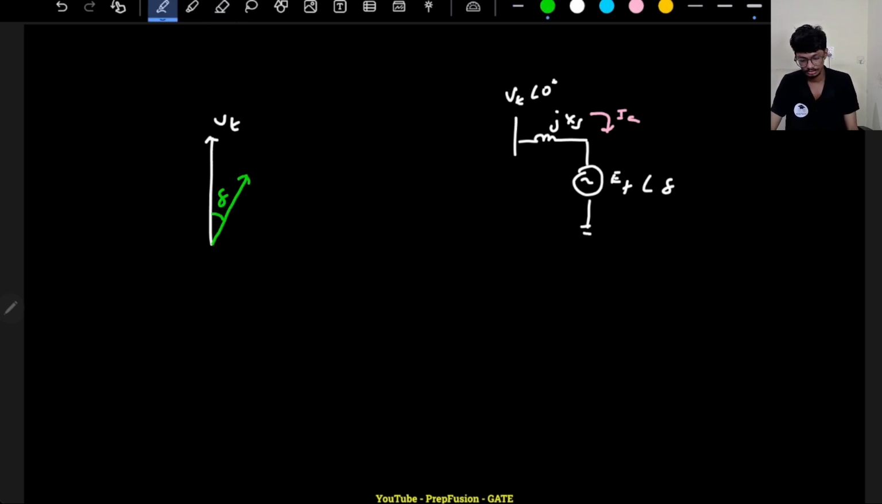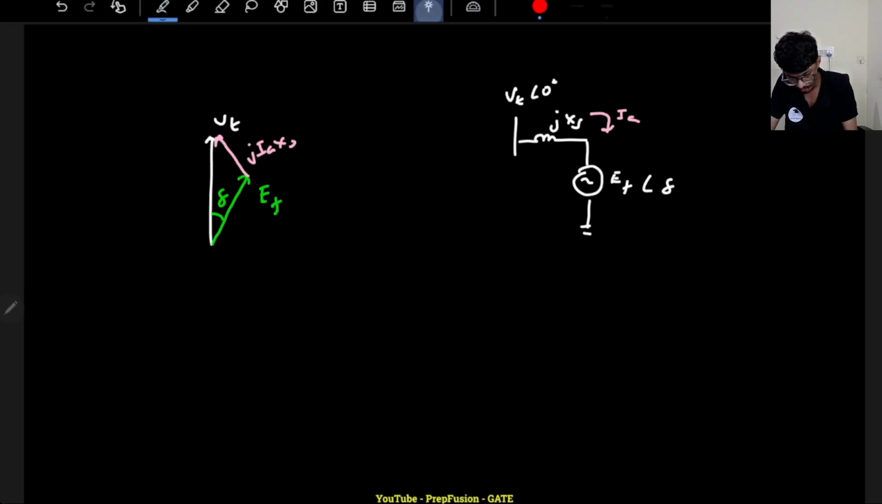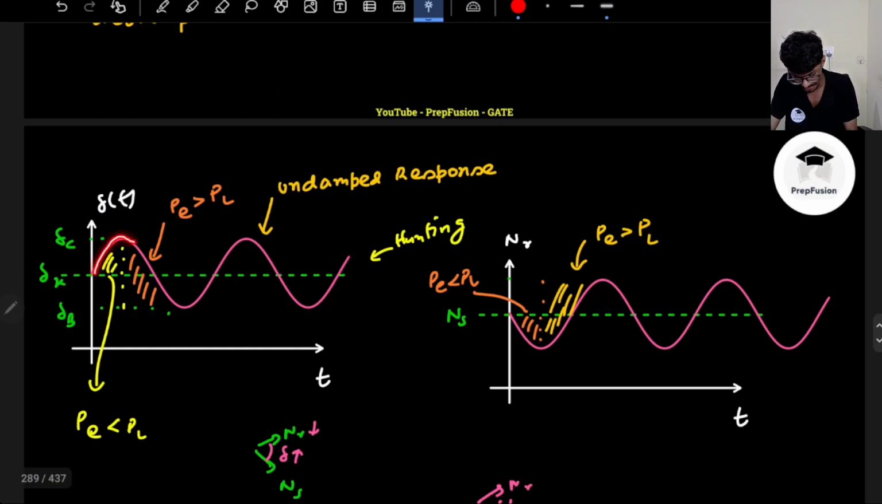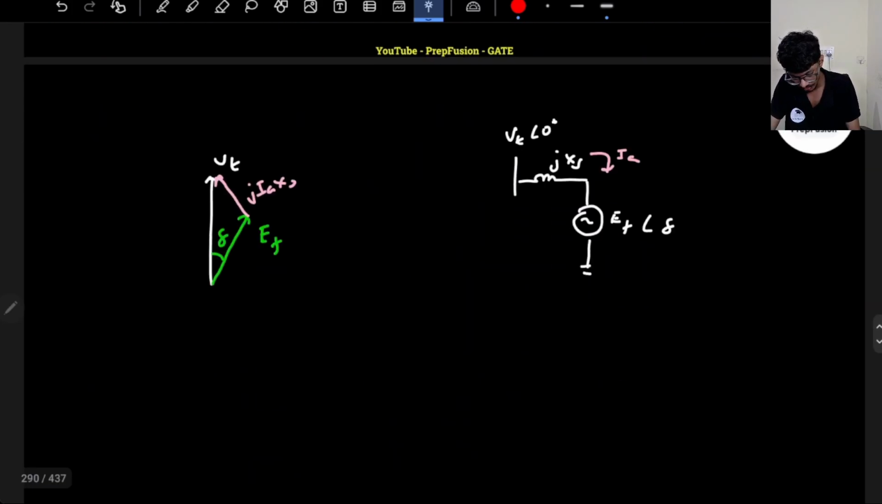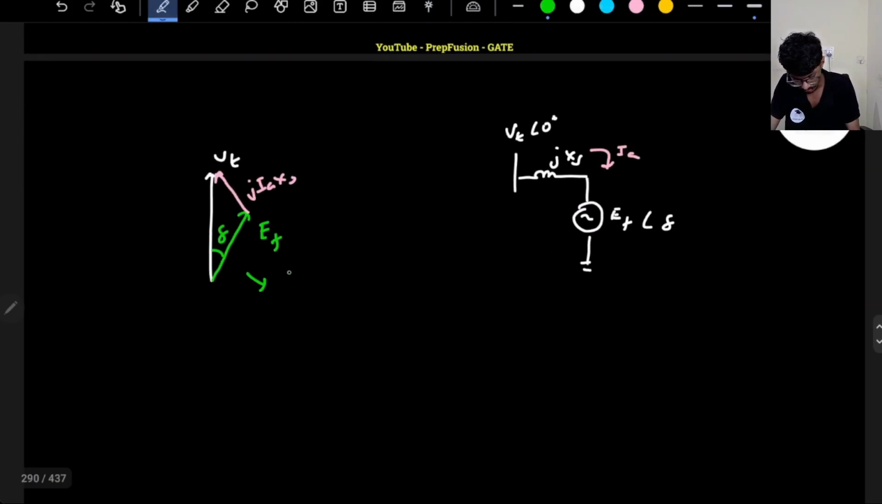Of course, IA into XS will be somewhere here. I'm just drawing a rough phasor. Remember, this is my EF, and your delta angle is actually changing. Initially your delta angle is increasing. When your delta angle increases, your Vt will still be here, delta has increased, so this will be your EF.